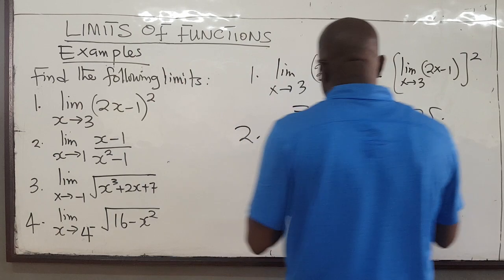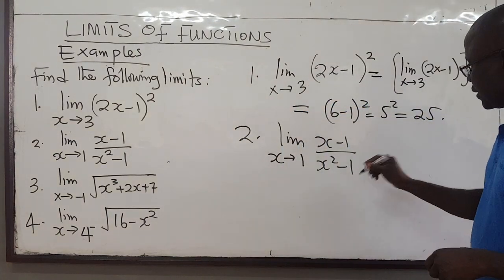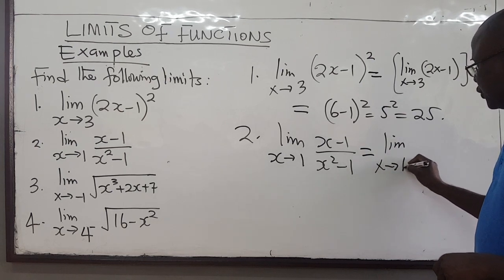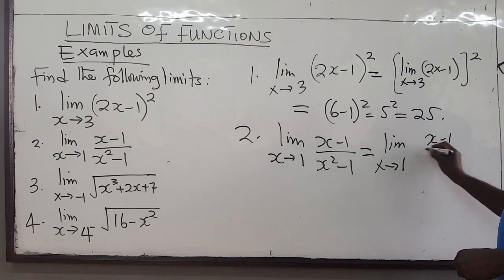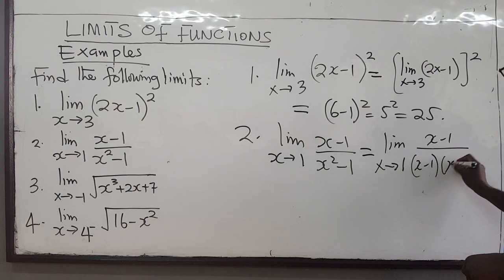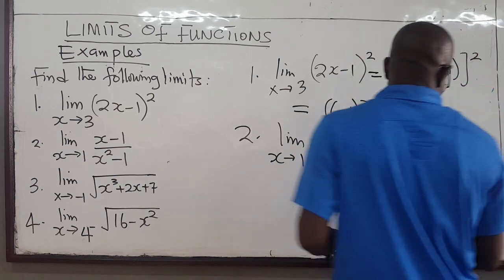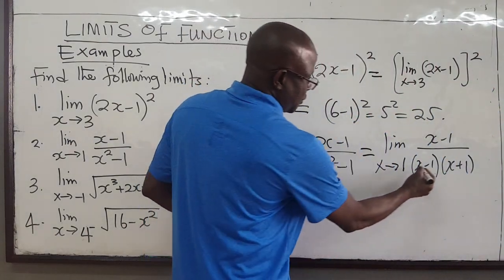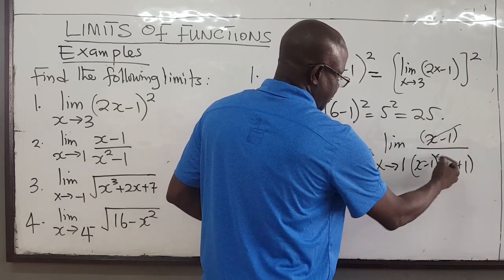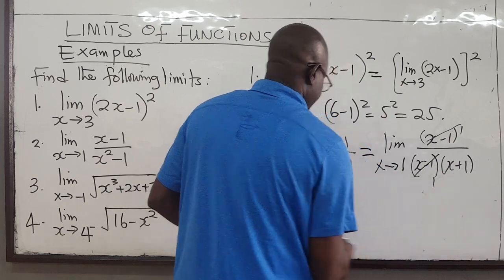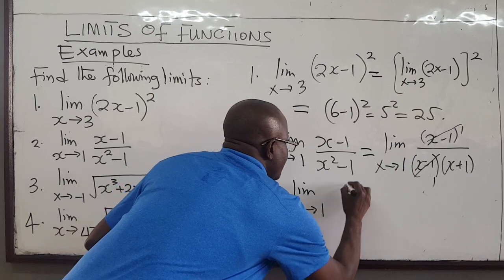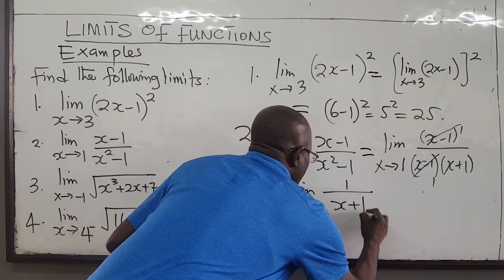This is a difference of 2 squares, so that's easy to do. We do the limit as x approaches 1, x minus 1 is still the same, and x squared minus 1 can be written as x minus 1 times x plus 1. So x minus 1 can cancel out this x minus 1. And so this can be written as the limit as x approaches 1 of 1 all over x plus 1.